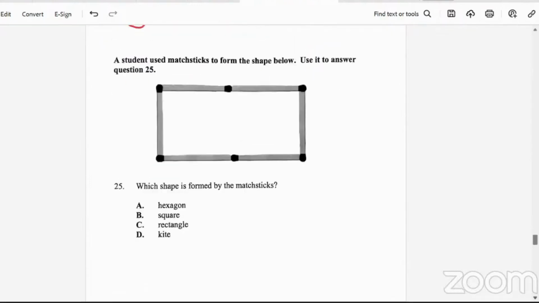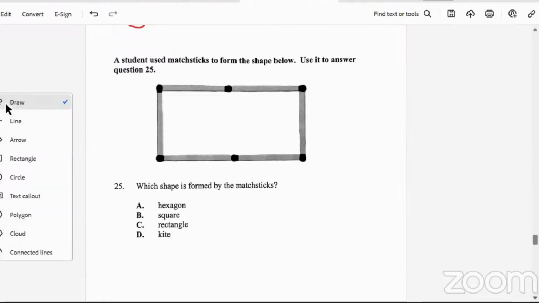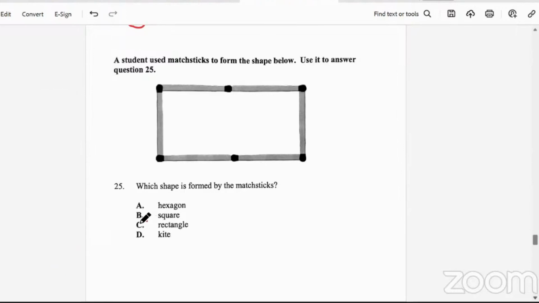All right, a student used matchsticks to form the shape below. Use it to answer question 25. What shape is formed by the matchsticks? A hexagon, a square, a rectangle, a kite? It is a rectangle, okay? A rectangle has 2 short sides and 2 long sides, so this would be the rectangle. A square, all the sides would be the same length. They would all be equal, so this is a rectangle.